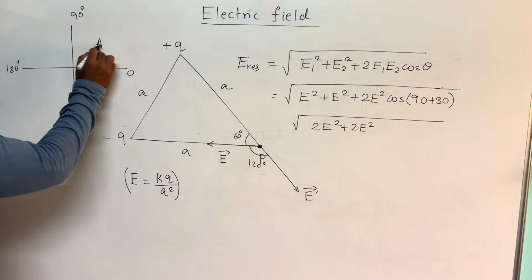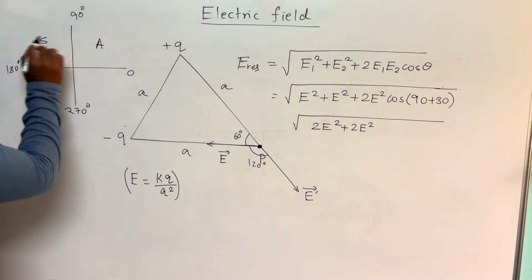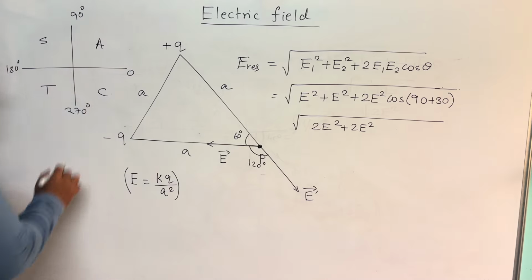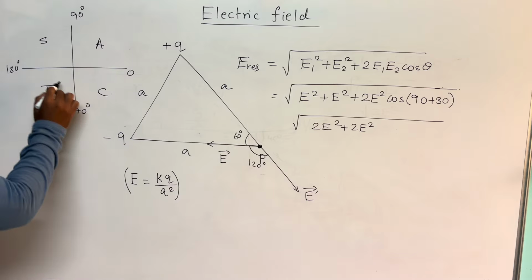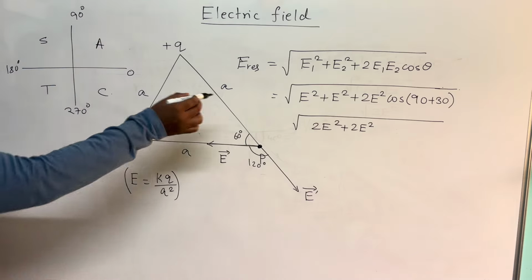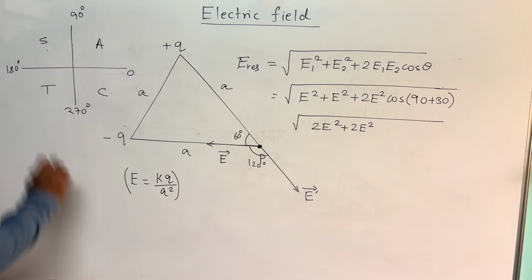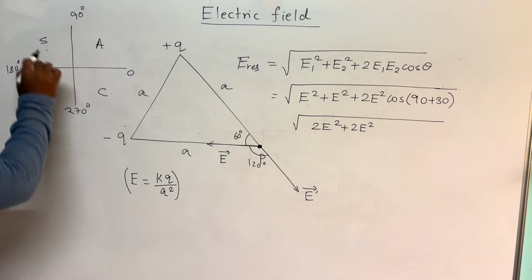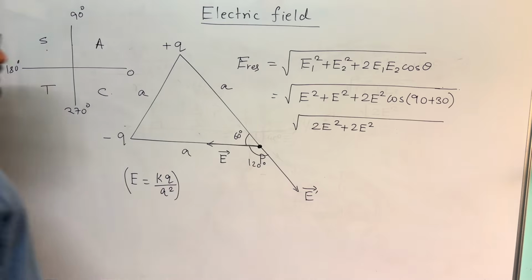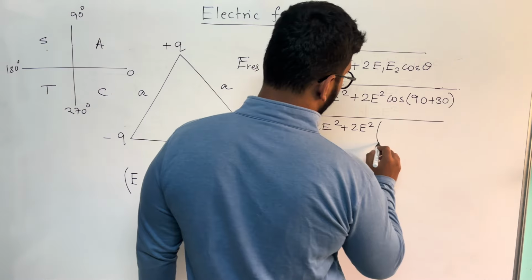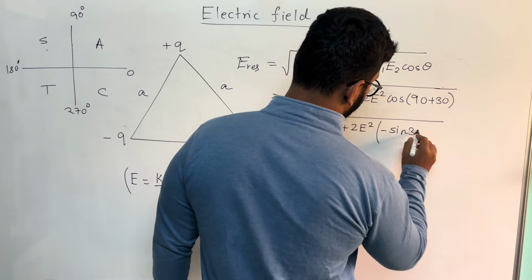So this is all sugar, add sugar to coffee, right? Now in this quadrant, only sine is positive. If I say cos of 90 plus 30, then it is coming in this quadrant, and in this quadrant sine is only positive. So that means this should be minus sine 30. So this should be minus sine 30. This is minus sine 30.